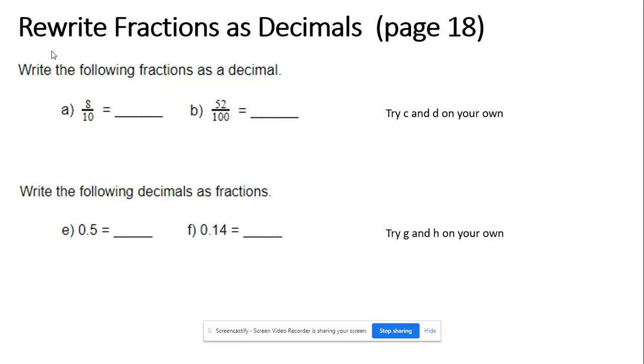So now we're going to be rewriting fractions as decimals. The first part says, write the following fractions as a decimal. I see that here it says 8/10.